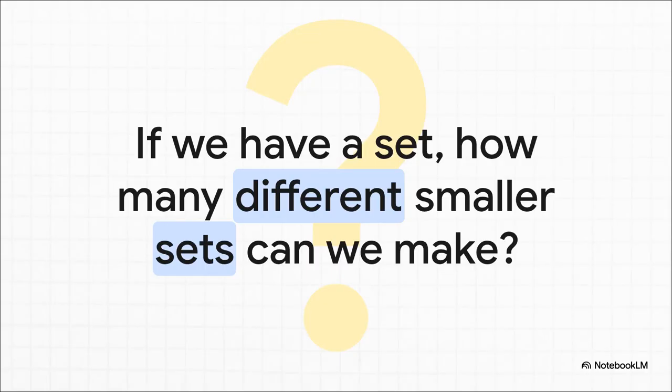Now this leads to a really fascinating question. If you start with a set of things, how many different combinations or smaller groups can you possibly make from them? Think about it. If you have 3 toppings for a pizza, how many different pizzas can you make? The set of all those possible combinations has a special name. It's called the power set.